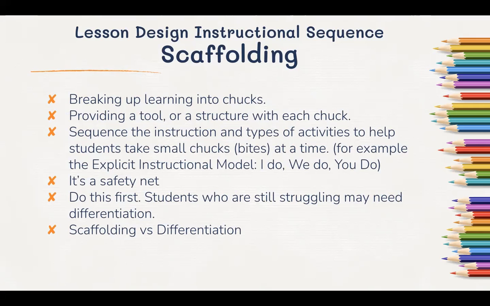So if you look at the explicit direction and explicit instruction model, we have the 3 stages: the I do, the we do, and the you do. And that's where we are breaking it into chunks. The teacher will model, then the teacher will do guided practice, and then we withdraw some of the scaffolding, and we have the students do independent work.